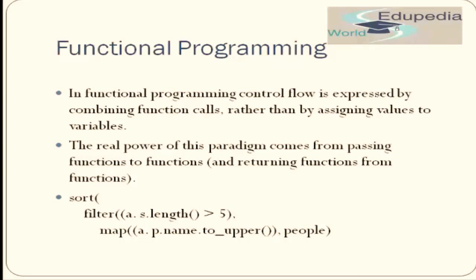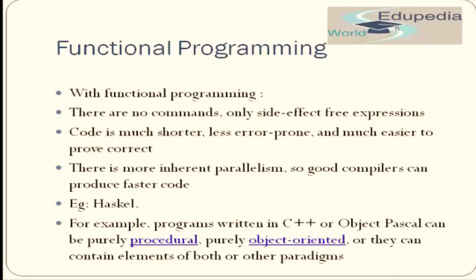Okay, moving forward to functional programming. In functional programming, control flow is expressed by combining function calls rather than by assigning values to variables. So in functional programming, we define everything inside a function. The real power of this paradigm is that you can call a function from within another function. This is just an example. We are calling a sort method, and in the sort function, we are calling another function, filter, and this filter function again includes another call to a function called map. So that's the power of functional programming.